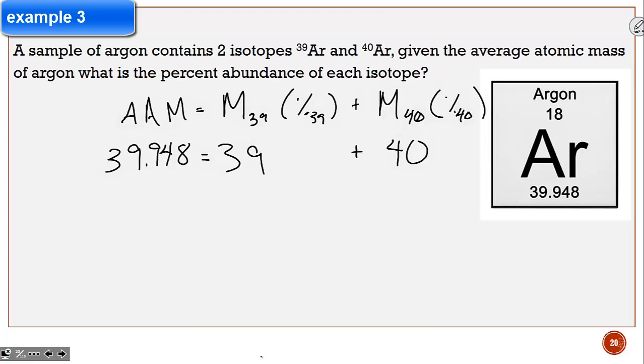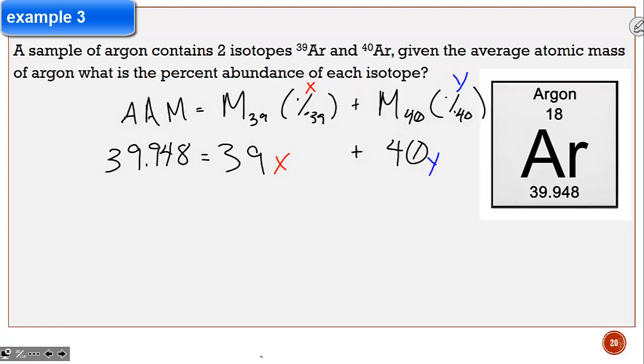Now, mathematically, when you don't know a percentage, you assign it a variable. So let's call this x, and we'll call this y. So now you have two variable math. You've got 39x plus 40y has to equal 39.948. You can't solve two variables. You have to get one alone. You have to isolate one.